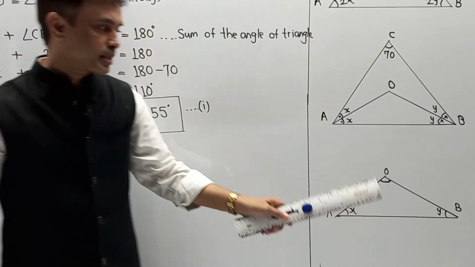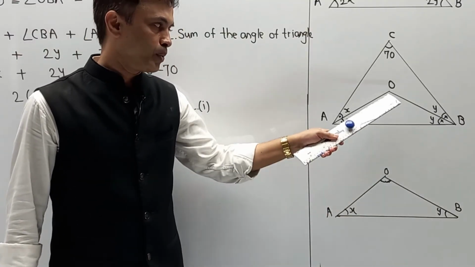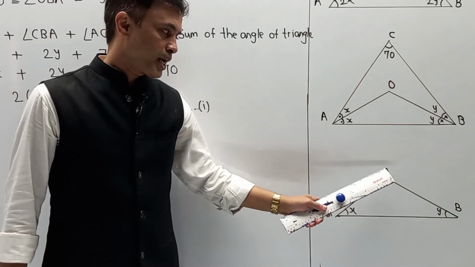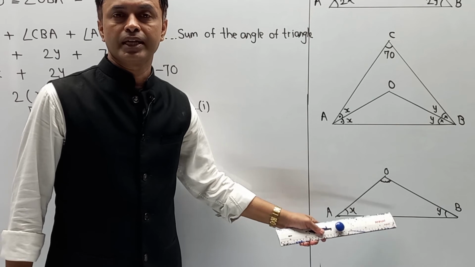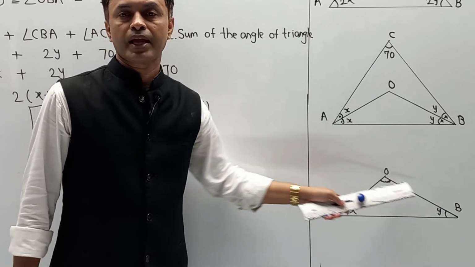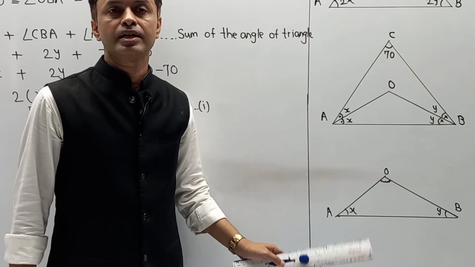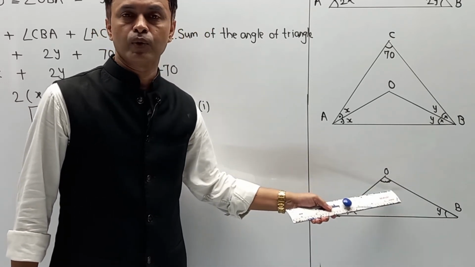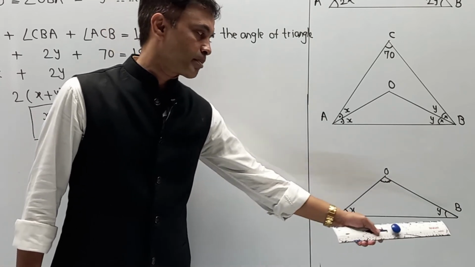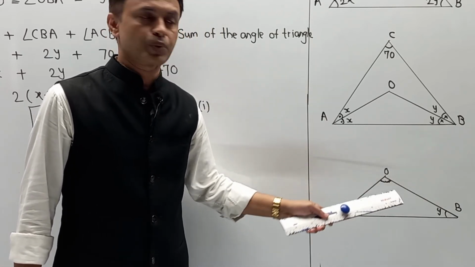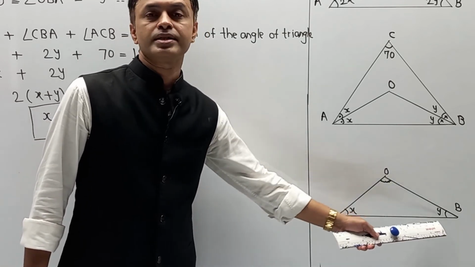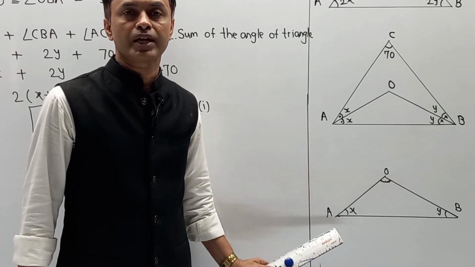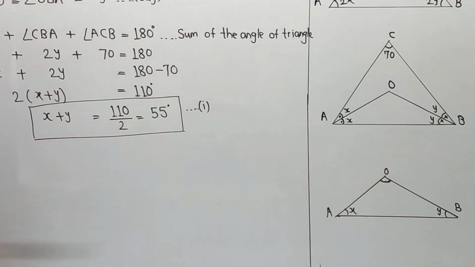For additional support, I have drawn one triangle in front of you, a separate modification of AOB. We know that the sum of the angles of a triangle is 180 degree, means in triangle AOB, the addition of all three angles is 180 degree. Means angle A plus angle B plus angle O is 180, means x plus y plus this angle O is 180. We know that x plus y is 55 degree. Naturally we can calculate O, so taking consideration of triangle AOB.